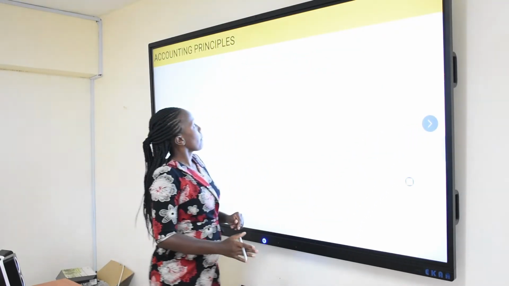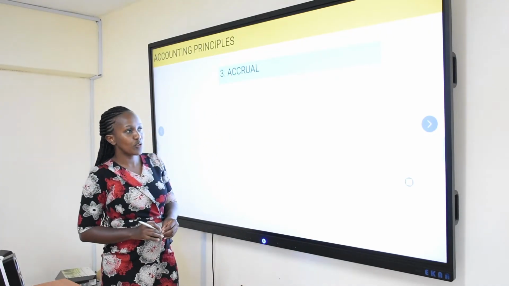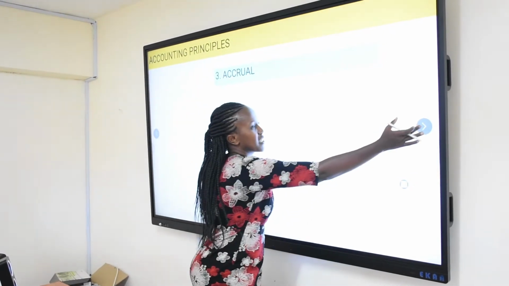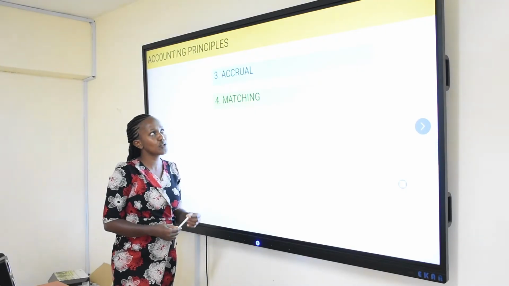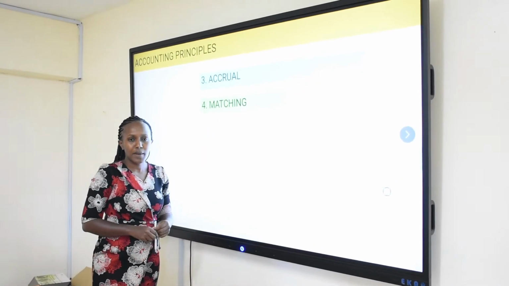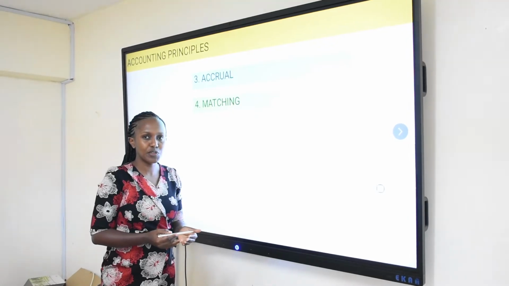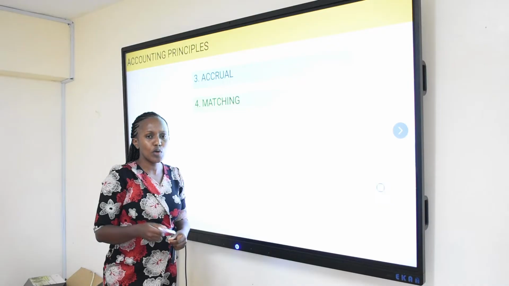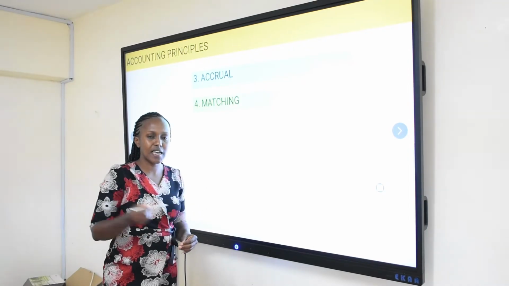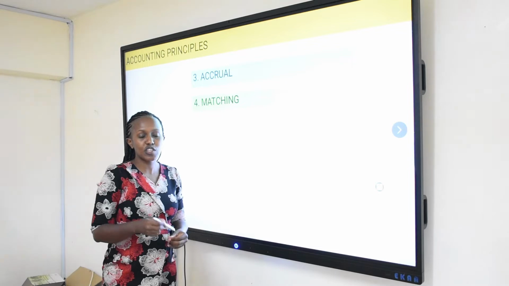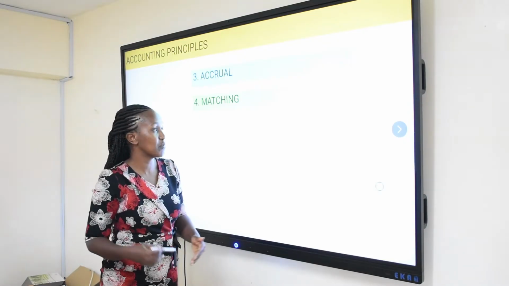The next one we are going to look at is accrual. And I want us to look at accrual together with the matching principle, because they are used together. Let's start with matching. The matching principle requires that all the expenses that were incurred to earn a certain revenue are matched together with the revenue. So, when you spend money in the form of expenses to earn a revenue, you have to match the expenses and the revenue in the same time period. If you incurred a certain expense in this period to earn a certain revenue in this period, they have to be matched or placed together in the trading profit and loss account.